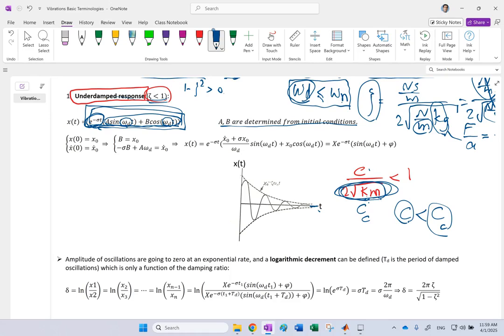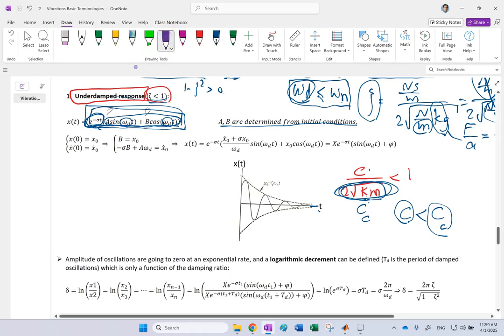Now, what is A, what is B? Remember, A and B are unknowns. How do we find them? From initial conditions. X at 0 is x naught, x dot at 0 is x dot naught. So plug in 0 in this solution, what would you get? Sine goes to 0, cosine goes to 1, and this exponential goes to 1. So all you will get is literally B. So B is x0. Then you need to take the time derivative, plug in 0, and set it to x dot 0.